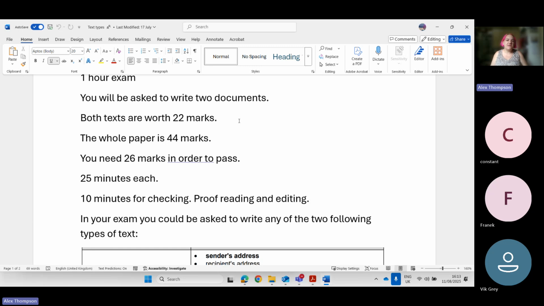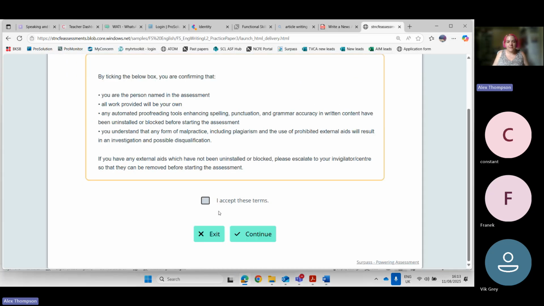We have 25 minutes to write one, 25 minutes to write the other, and then hopefully we have 10 minutes that we can split between planning at the beginning, thinking what are our ideas, and then checking at the very end as well. So we're going to have a look at one of the exam board's examples.